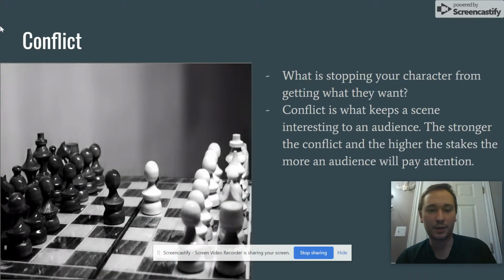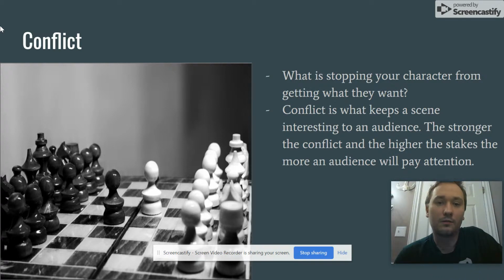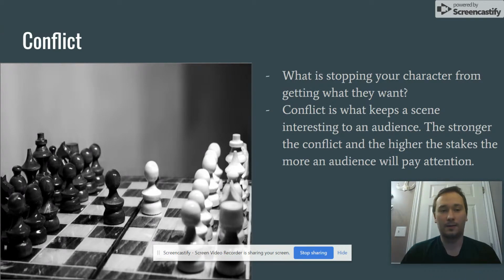Okay, conflict is what generally drives all plays, musicals, movies, etc. If there's not conflict, the audience is generally bored. So, what is stopping your character from getting what they want? This is a conflict. Conflict is what keeps the scene interesting to an audience. The stronger the conflict and the higher the stakes, and we'll talk about stakes later, the more an audience will pay attention.